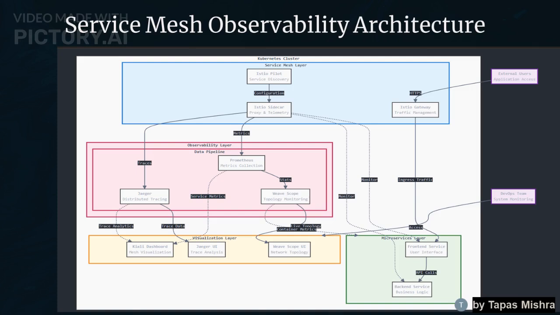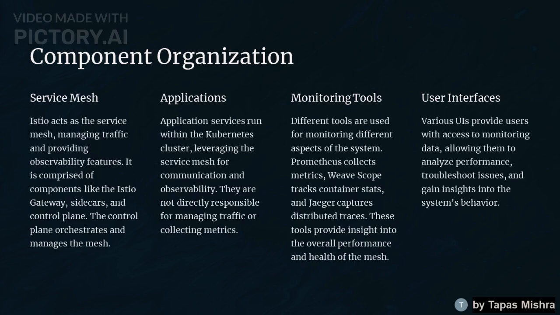This diagram illustrates the various layers and components involved, from the Kubernetes cluster to the observability and application layers, showcasing how data flows through the system. The component organization includes the service mesh, applications, monitoring tools, and user interfaces. Each plays a crucial role in managing traffic, collecting metrics, and providing insights into the system's behavior.